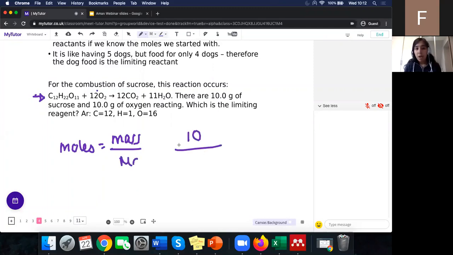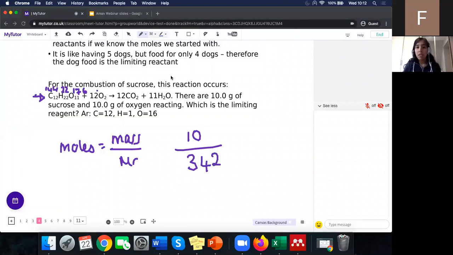The MR of sucrose, does anyone know what the MR of sucrose is? So it's 12 times 12, which is 144. Hydrogen is 22 there, and oxygen, it's 16 times 11, which is 176. So what's 144 plus 22 plus 176? Excellent, 342. Okay, so the number of moles of sucrose is 10 divided by 342.